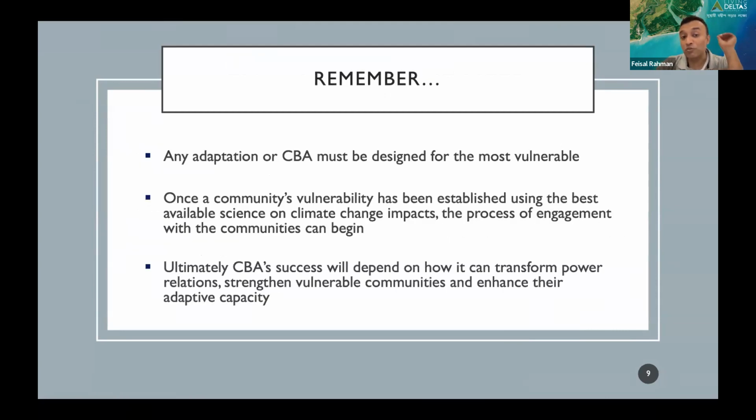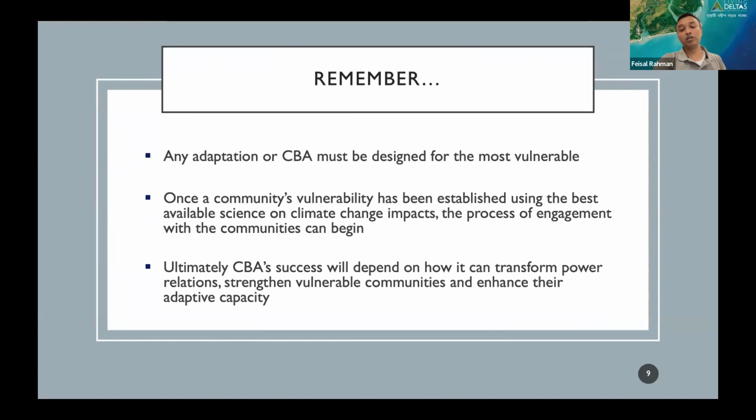It's very important for us to remember that any adaptation or community-based adaptation project must be designed for the most vulnerable. As I mentioned earlier, elite capture, or being aware of the power relations gap, is very important for adaptation practitioners, because if these projects are not designed for the most vulnerable, then essentially they won't be successful. And there are numerous examples.